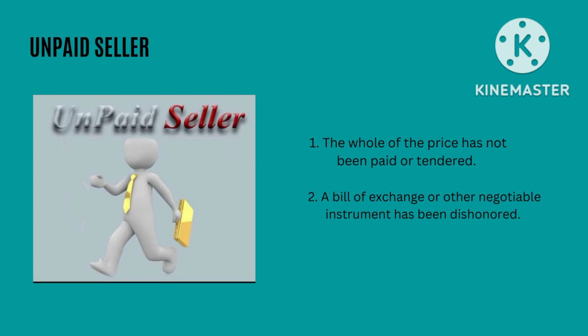When the whole of the price has not been paid or tendered, or where the bill of exchange or other negotiable instrument has been dishonored, and this is under Section 45, subsection 1, and the condition on which it was received has not been fulfilled by reason of the dishonor of the instrument or otherwise. If this happens, the person will be termed the unpaid seller. Even partly, if the buyer does not pay part of the amount for the goods he has purchased, then even in that case the seller becomes unpaid.